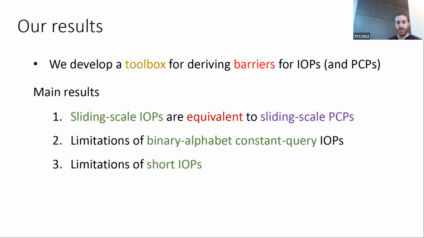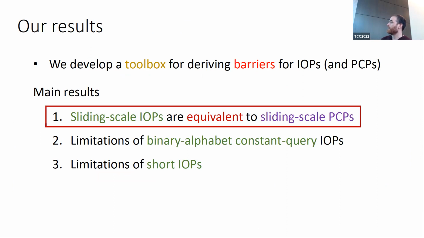So we develop a toolbox for deriving barriers for IOPs. And using this toolbox, we show a bunch of results. The first is showing that sliding scale IOPs are essentially equivalent to sliding scale PCPs, then showing limitations of binary alphabet constant query IOPs, and showing limitations of short IOPs. So I'll go through these one by one, starting with sliding scale IOPs.